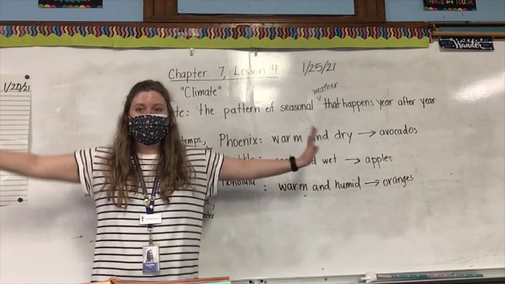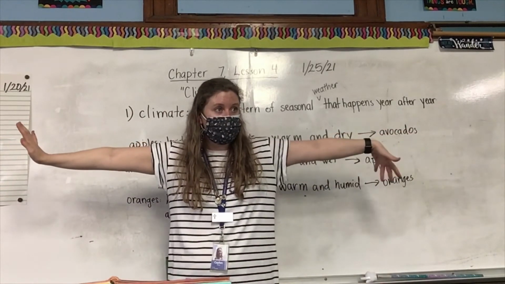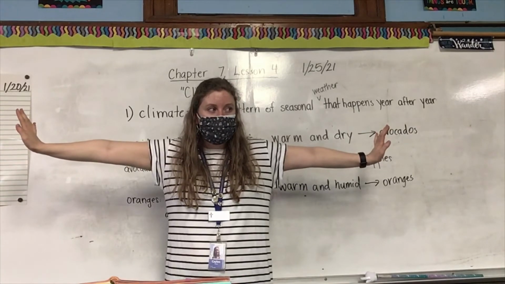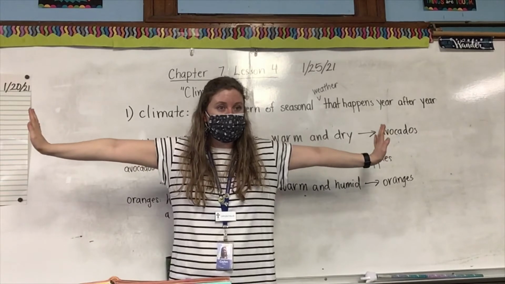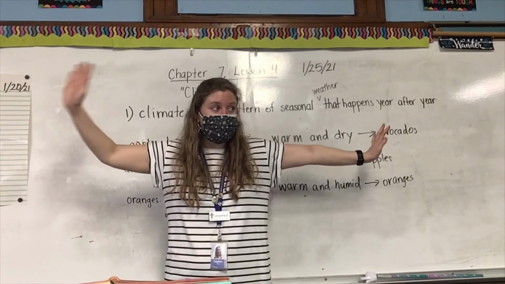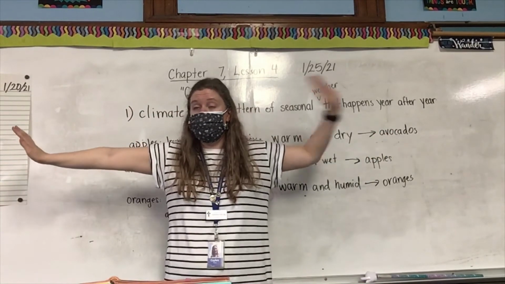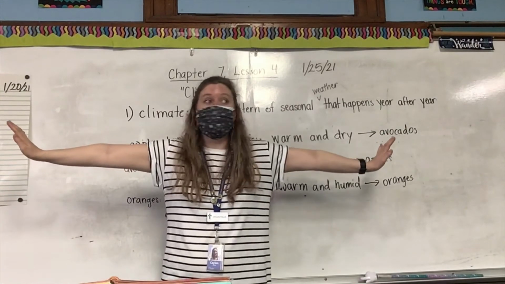But temperate can change because look, we have 2 ends of the line. Polar, cold and dry. Tropical, warm and wet. But look how much comes in between. Look how much of my arms and my body is in between. So temperate can be any of those things. It can be cool and wet. It can be warm and dry. It can be all four of those things all at once.